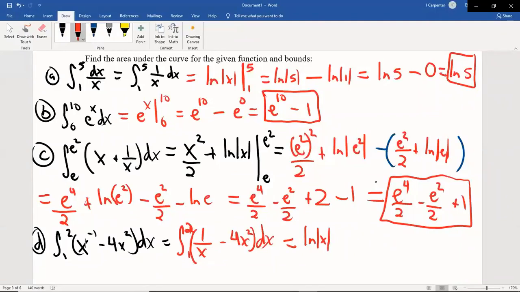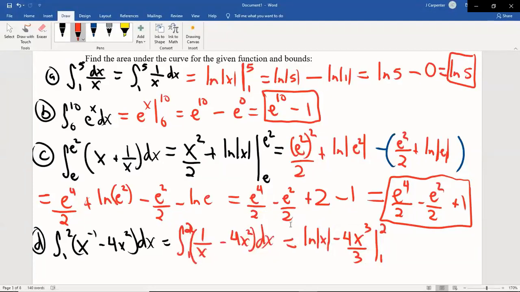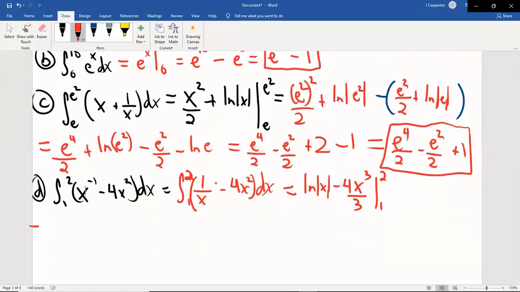So the integral of the 1 over x is the natural log. Then minus, leave the 4. Integrating x squared, add 1 to its exponent and you get 3. Then divide by the same value. And now we're doing this evaluation, the upper and lower limits between 1 and 2. So now we just plug those in. So we get the natural log of the absolute value of 2 minus the 4/3 don't cancel. So 4 times 2 cubed over 3. So that was plugging in the upper limit. That was plugging in the 2. That's what we get here.